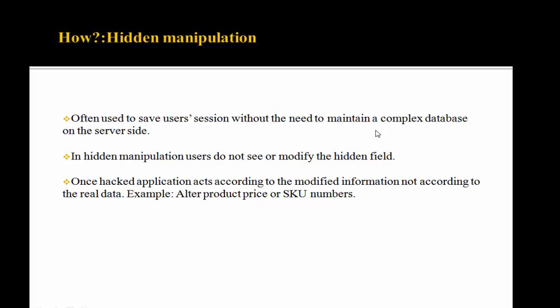How that happens is what we are going to talk about right now. Hidden field manipulation can be blamed for how hackers hack using a misconfigured system or application. Hidden fields are often used to save the user session without the need to maintain a complex database on the server side. Users do not see or modify the hidden field. When we select something from the application, such as the price when you shop on Amazon.com or eBay.com, or the SKU numbers, those parameters can be modified by hackers and used to hack the information.